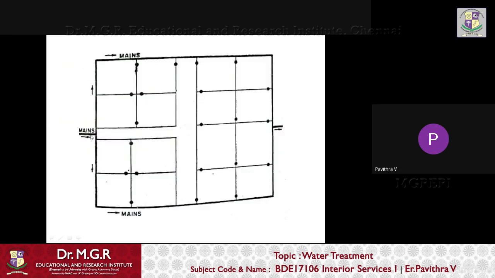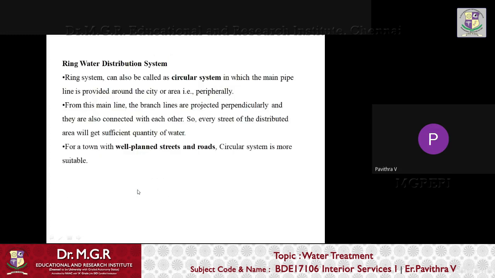Then this is the diagram which gives the overall flow of the ring water distribution system, which is also called the circular system.